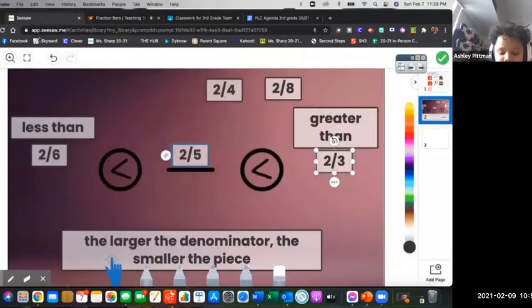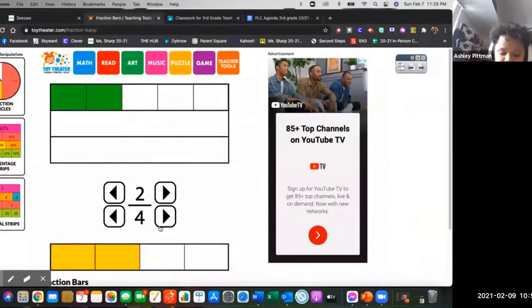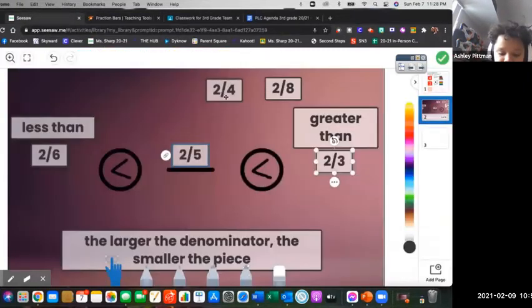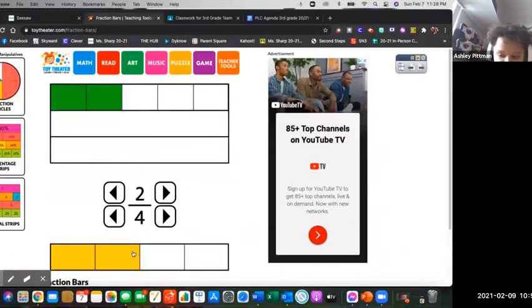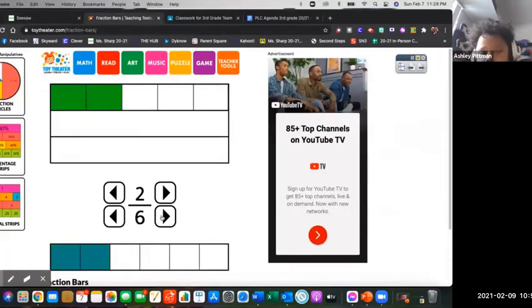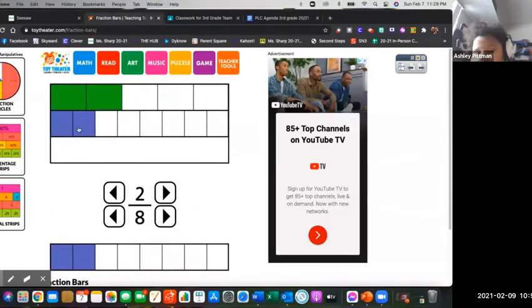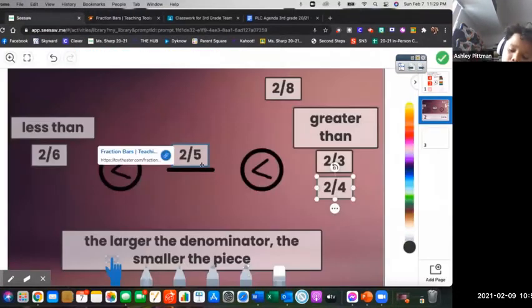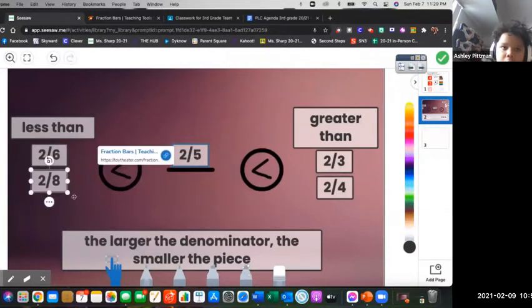I keep my 2/5 here because that's my middle fraction, and I want to build 2/4. So I build 2/4 and I compare it here. I see that 2/5 is definitely less than 2/4. So 2/4 is greater, so it also comes on this side. I'm done with that, so I get rid of that 2/4, and my last fraction is 2/8. So I'm going to build my 2/8 and compare it. 2/8 is less than my 2/5. So here, my 2/8 will come under here under less than.